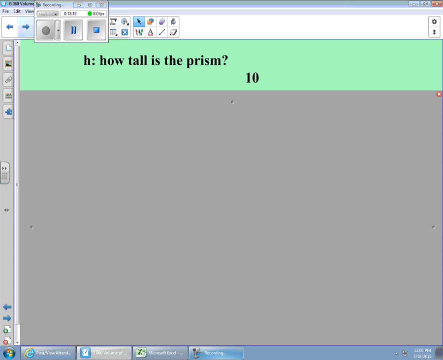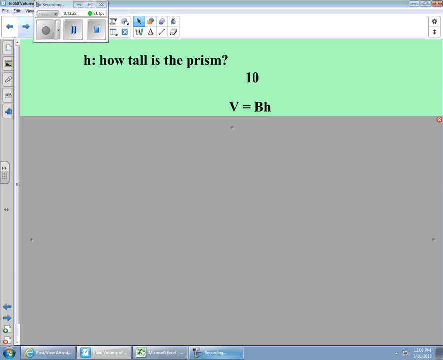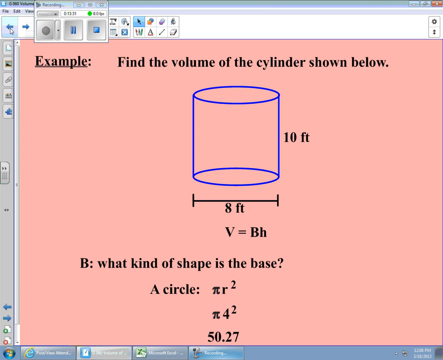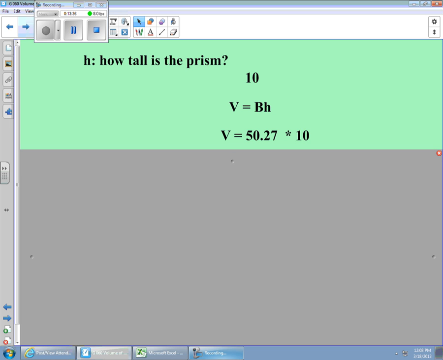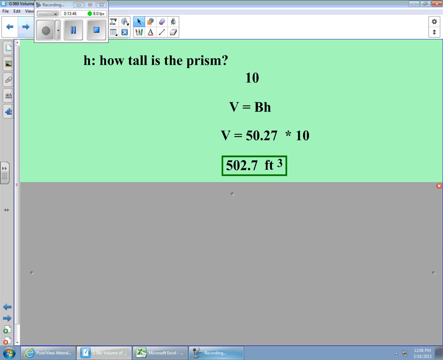And this is why a lot of people like the volume calculations rather than the surface area, because typically with volume, most of the information that you need is already in the picture. There's very little you have to solve for. It's just a matter of identifying it correctly and plugging it in. So volume equals big B little h. We said the area of the base was in the vicinity of 50.27, and the height we now have at 10 units. Multiplying 50.27 times 10 is just going to move the decimal over one spot. So you got 502.7. And since it's volume, we get a third dimension: cubic feet.